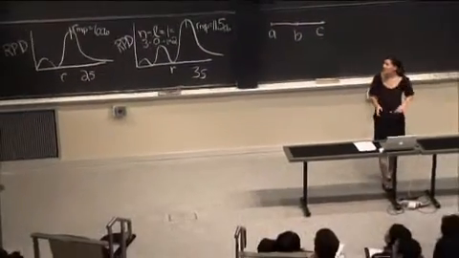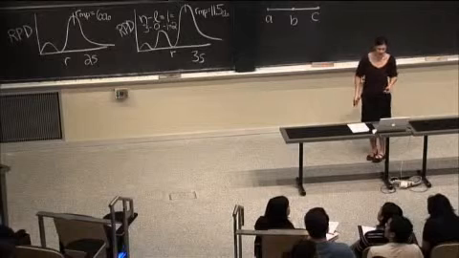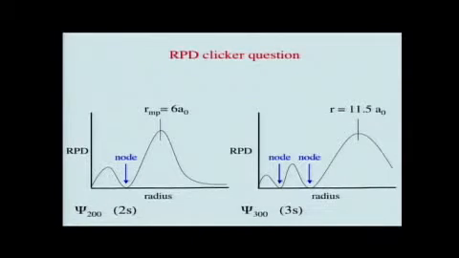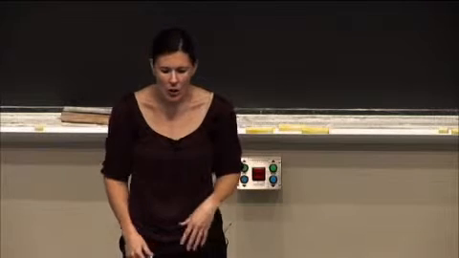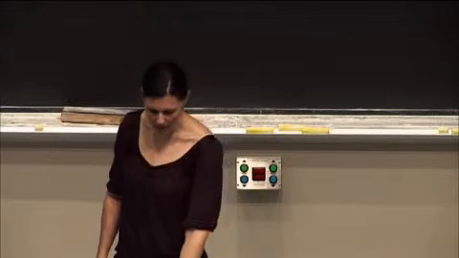All right, so we can switch back to our notes. So we got our clicker question set there. And so now we can move on to thinking about p-orbitals. We now have 2 ways to talk about p-orbitals. We can talk about the wave function squared, the probability density, or we can talk about the radial probability distribution.